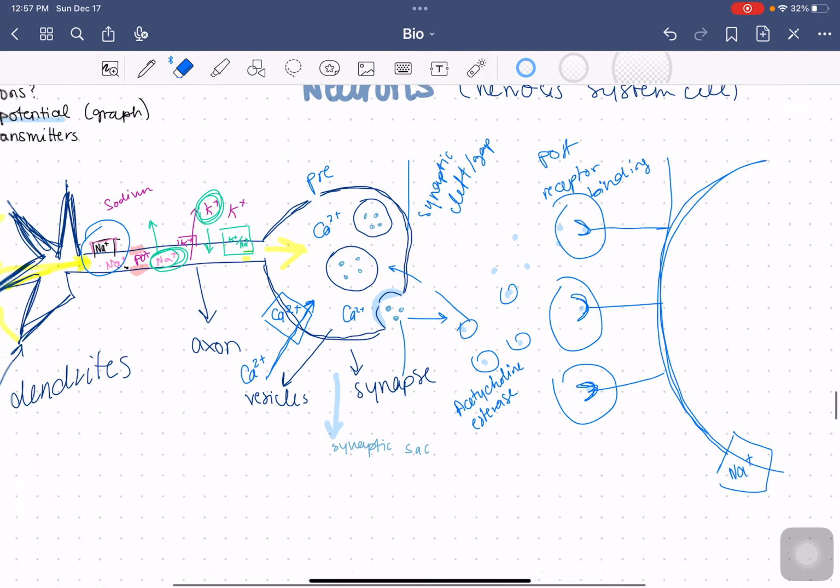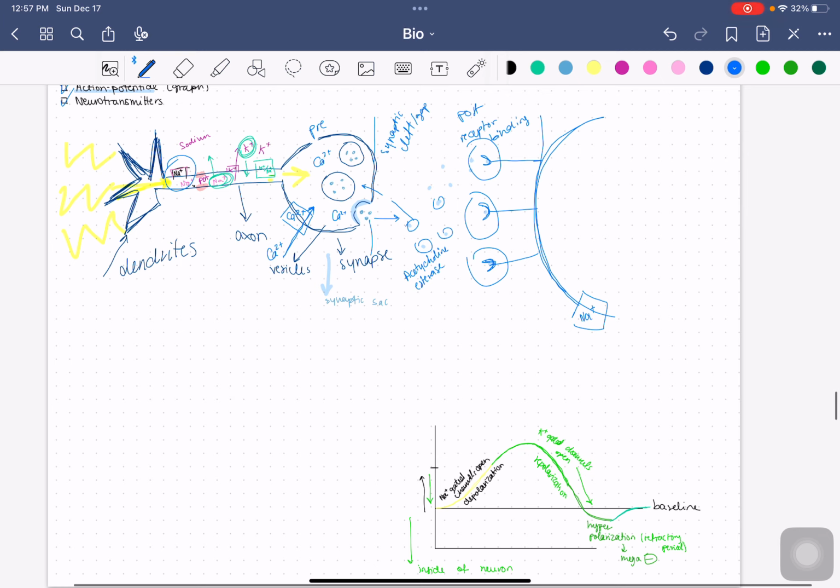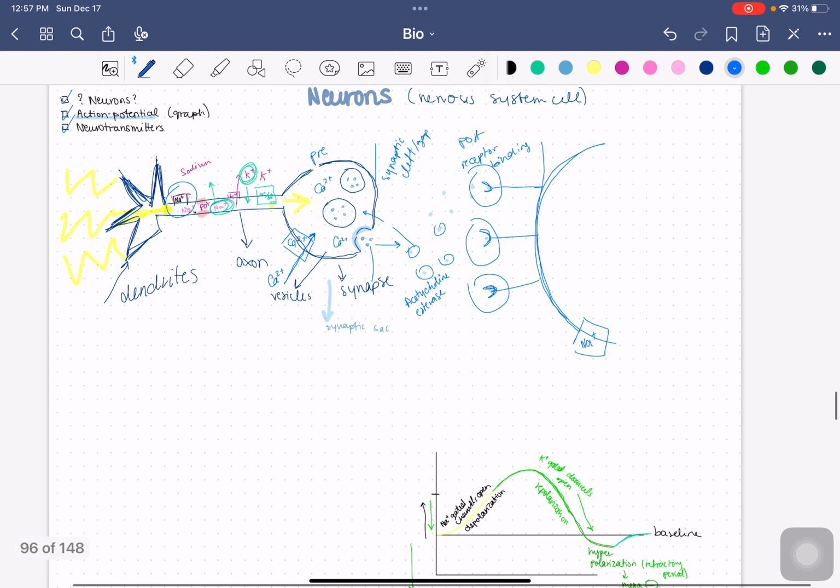And yeah, that is basically the story of the neurons. So we got neurons, we got action potential, and we got neurotransmitters. I'm not going to go through the neonicotinoids, I think that's what they're called, but those are quite simple, so just take a look at the presentations, and that'll all be there for you.